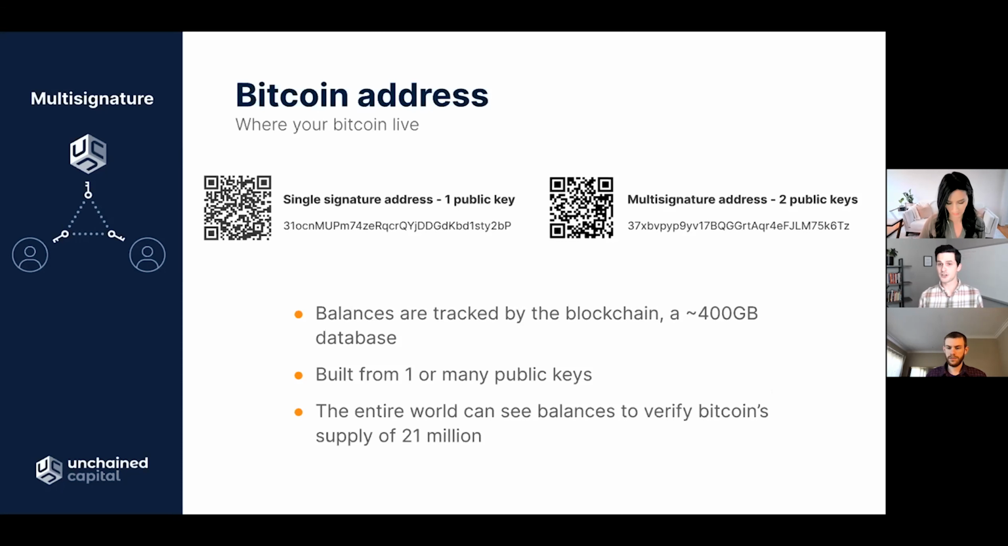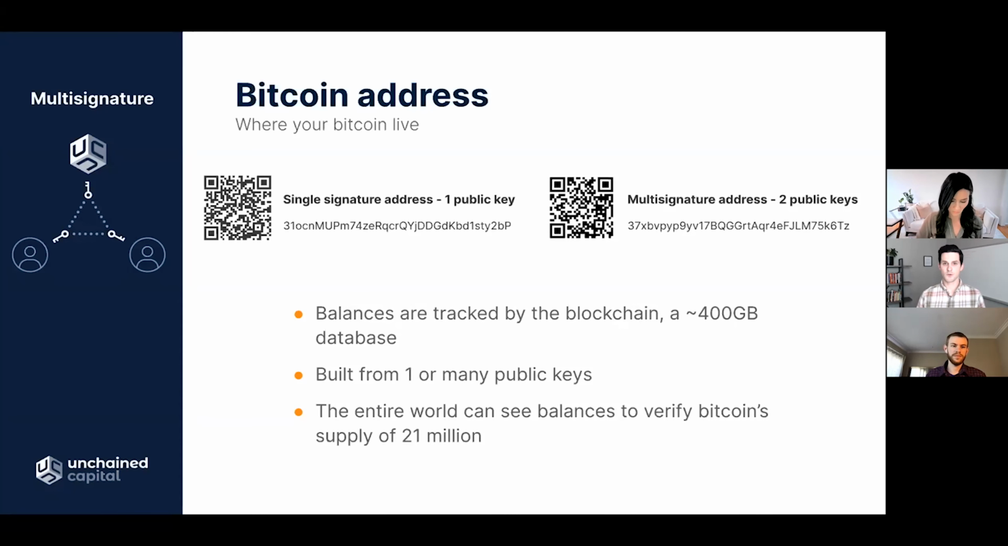The balances of addresses are completely public. When you hear the term public ledger, it's all tracked on the Bitcoin blockchain, which is about a 400 gigabyte database right now. I feel like every time we do a webinar, that number grows a little bit, which is a great thing to see. It's completely public; if you run a node or connect to an API, you can see all the addresses and all the balances within them. This is how we are able to confidently verify Bitcoin's supply cap of 21 million.